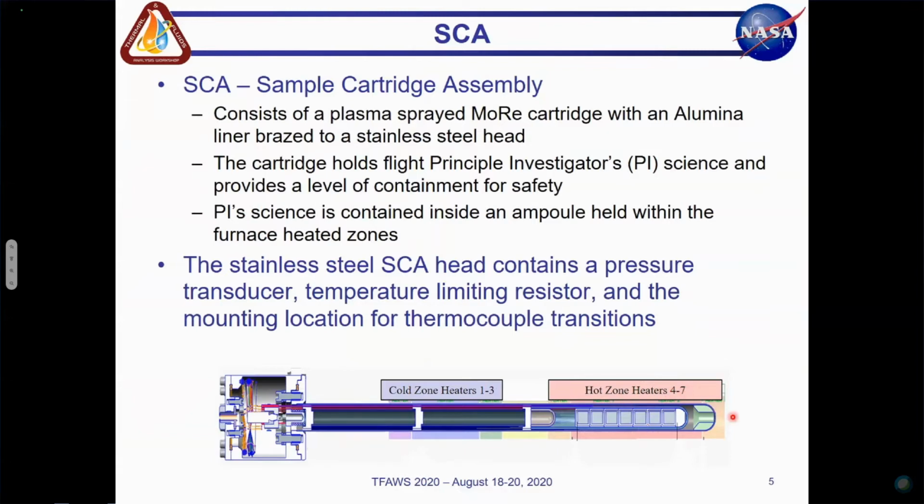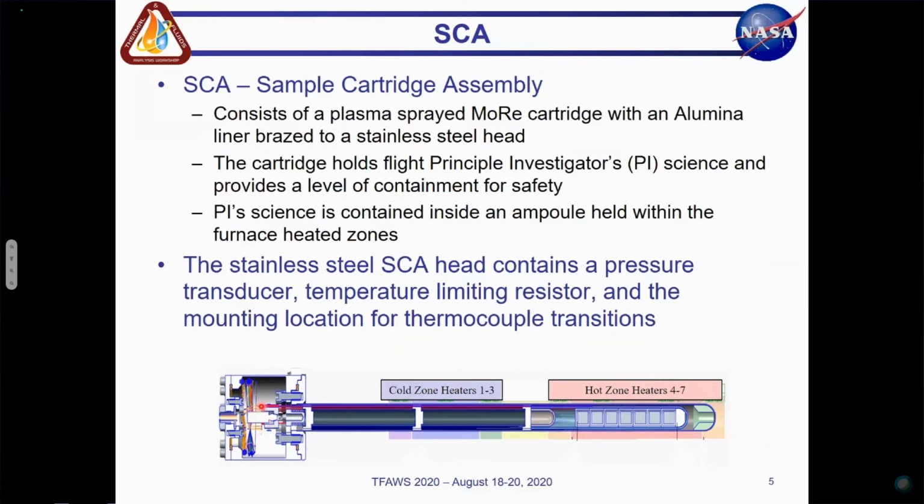So down here we have our cross section of our furnace again, where we have our cold zones and our hot zones. And so all the PIs would like something in the hot zone with a nice isothermal, typically an isothermal gradient, and this particular PI does want an isothermal gradient. So we have his science, which is located here down in the hot zone of the furnace.